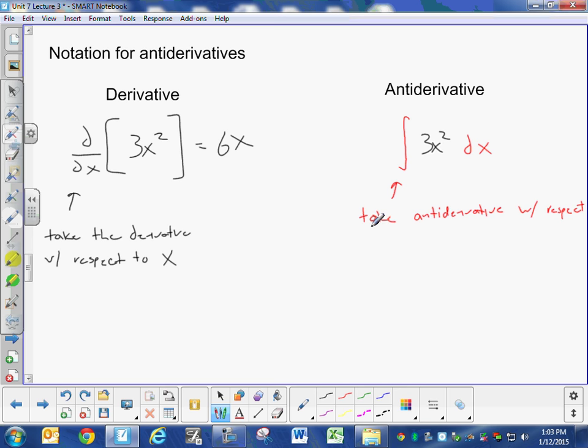So you can assume right now that areas and antiderivatives are related. That's all you can assume right now. You probably don't even know why or how, but we'll talk about it next class.